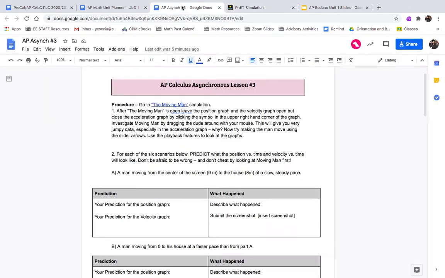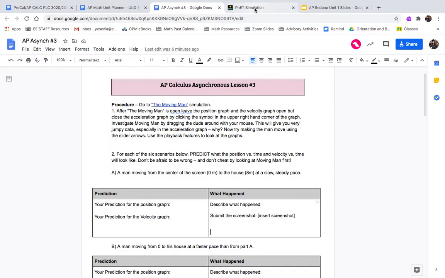While that's loading, let's take a look at what we have. After we've opened it up, we're going to remove the acceleration graph because we're not interested in that. We're going to be making predictions about what happens. For example, for 2A, it says a man moving from the center of the screen to the house 8 meters away at a slow, steady pace. You're going to make a prediction about what his position graph does and what the velocity graph does. Then you're going to type out what happened, and submit a screenshot to show what happened when you got the activity done.